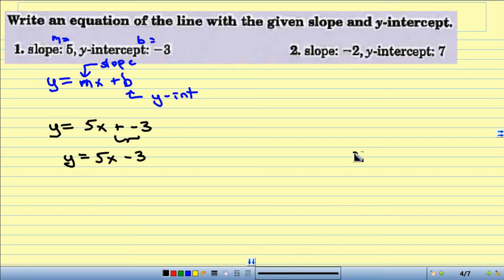For this one, my slope is negative 2. My y-intercept is 7. So I have y equals negative 2x plus 7. And that's it. It's magic. It's beautiful.